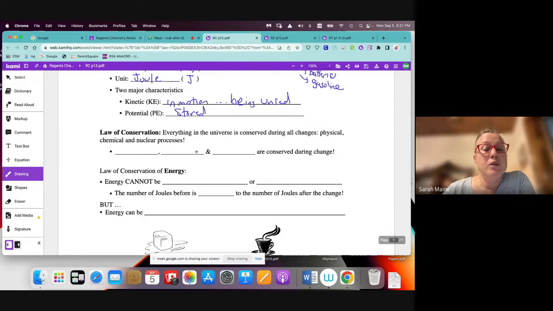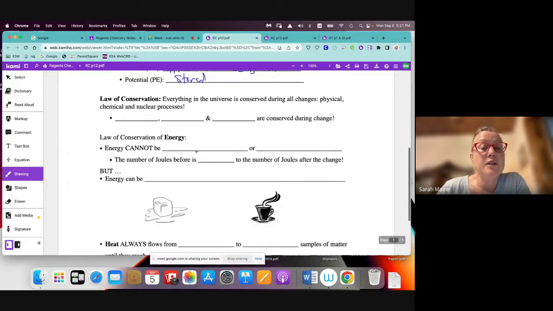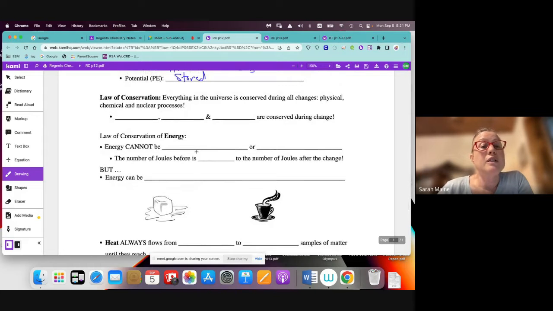Now, as we work through chemistry all year, we always have to keep in mind the law of conservation. The law of conservation states that everything in the universe is conserved during all changes, whether they're physical, chemical, or nuclear. We will look at each of these individually during the school year, but this is something to get memorized because you're probably going to be asked a question multiple times. What is conserved? Well, everything's conserved.